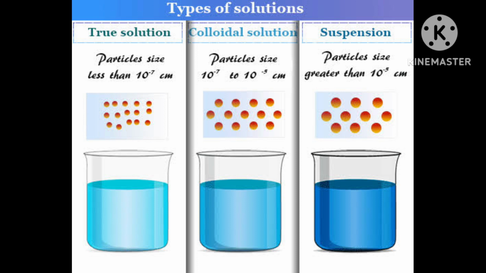Colloidal particles have an enormous surface area per unit mass as a result of their small size.